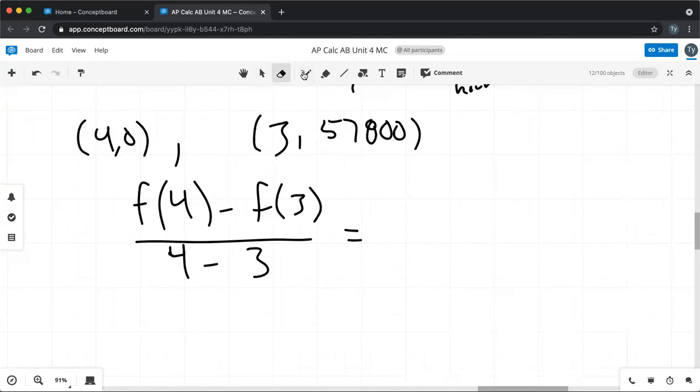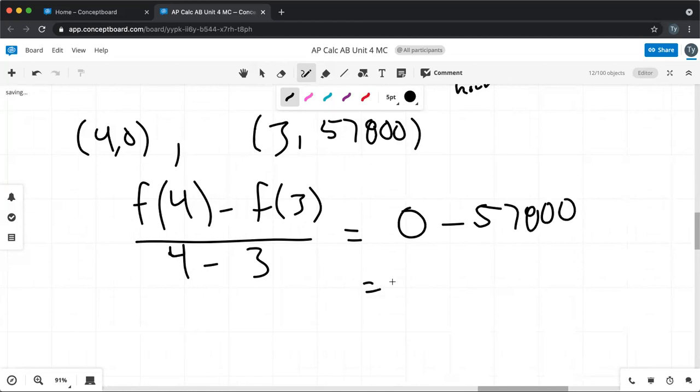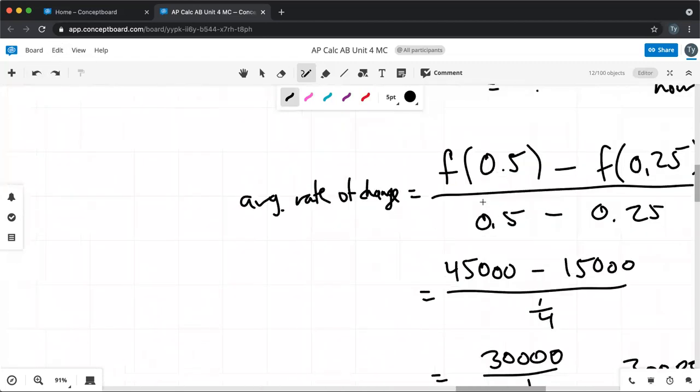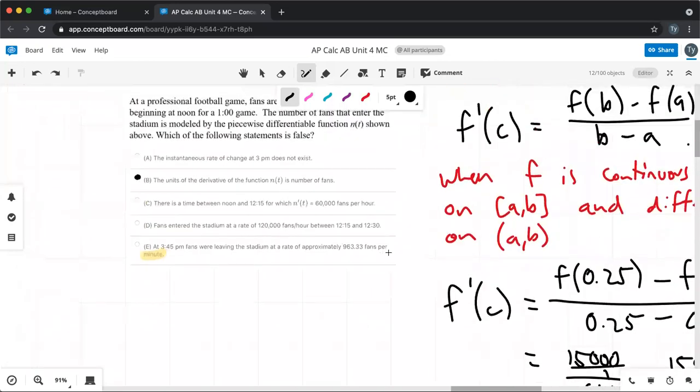f of 4 is 0 minus f of 3, which is 57,800, which gives us negative 57,800. But what is this number? This is a rate, and it's number of fans per hour because we've been doing everything in hours. We want this in fans per minute because the question asked us to, right?